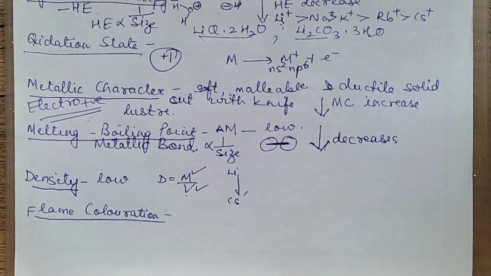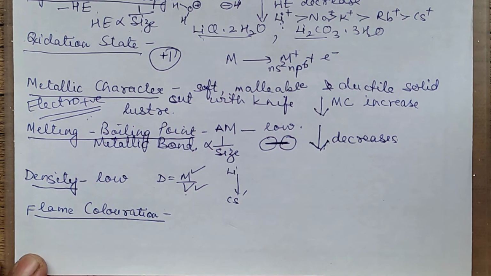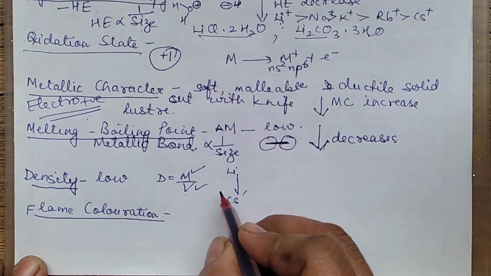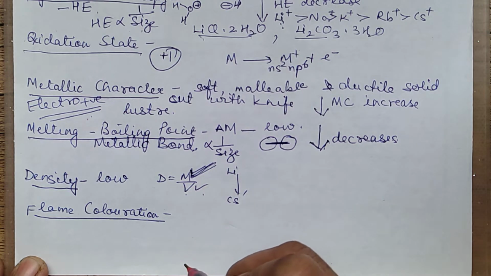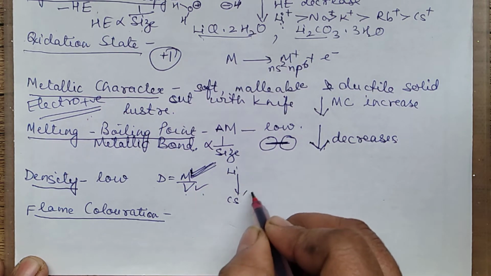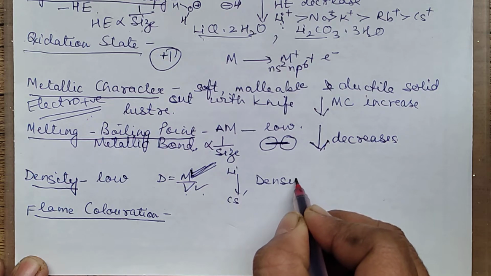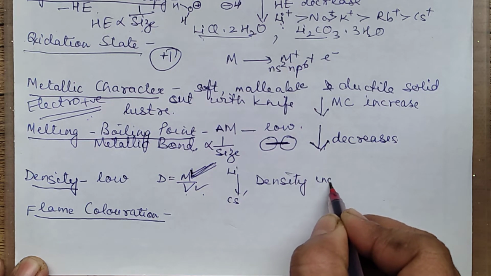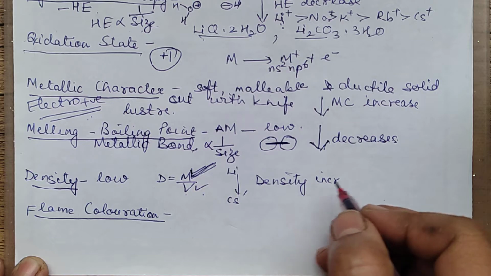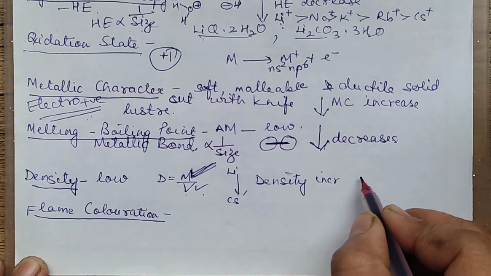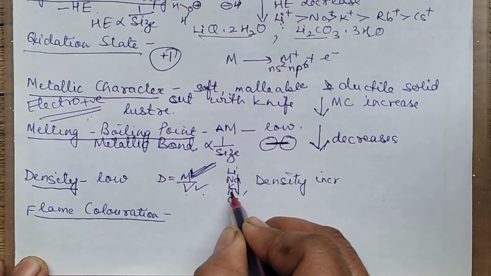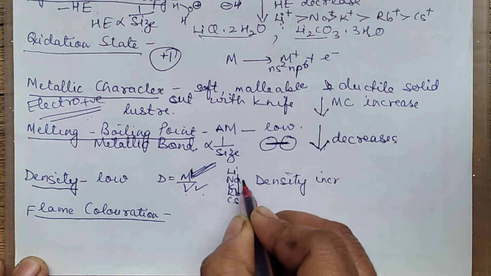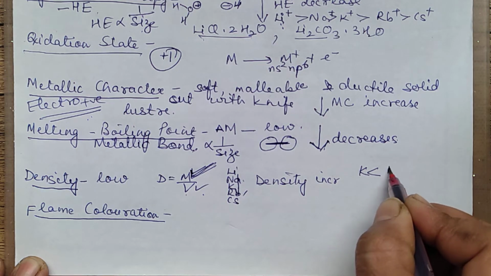So when both are increasing, then what will be the deciding factor? Whichever increases more. So it is found that down the group, increase in mass is much more than the increase in volume. So it is found that down the group, density increases. But there is one exceptional case: if you check the elements lithium, sodium, potassium, rubidium, potassium should be more than sodium, but it is less. Potassium is less than sodium.